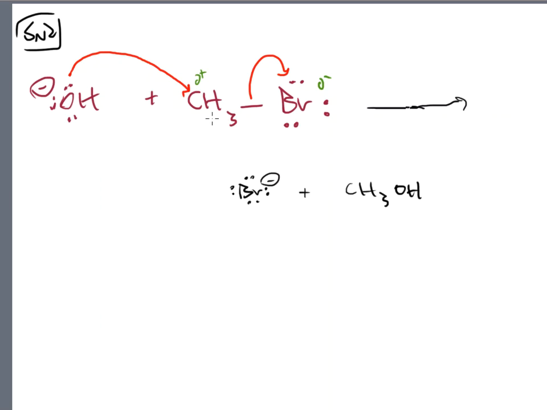So this is taking methyl bromide, reacting it with the hydroxide ion, and that creates methyl alcohol and the bromide ion. See how sneaky I did that? This is happening in a concerted reaction with an SN2 mechanism.